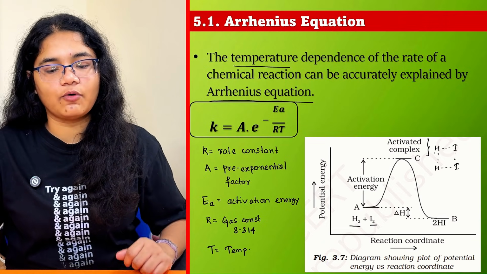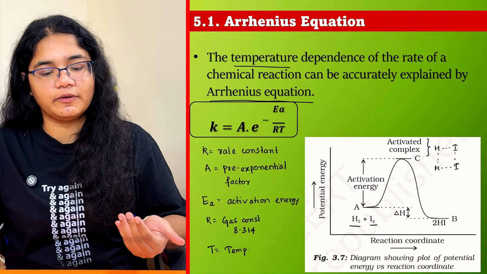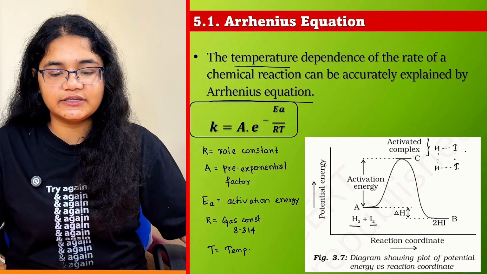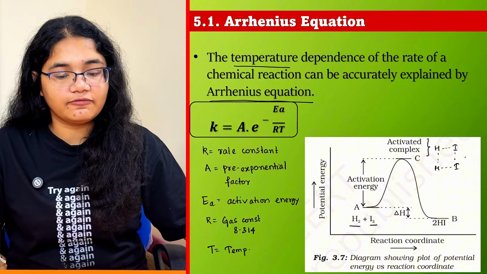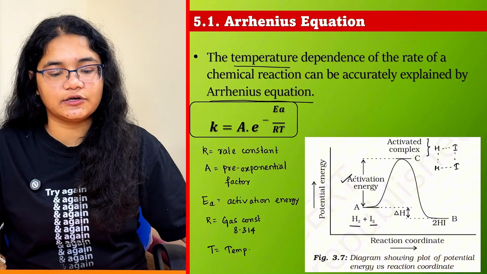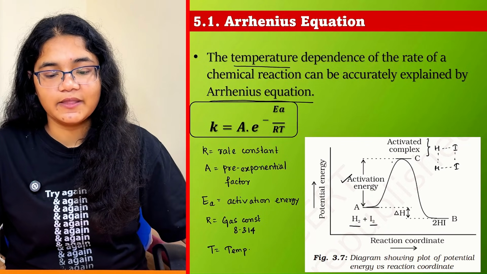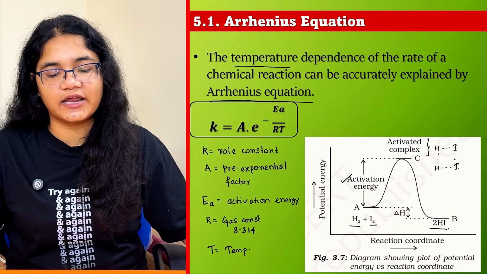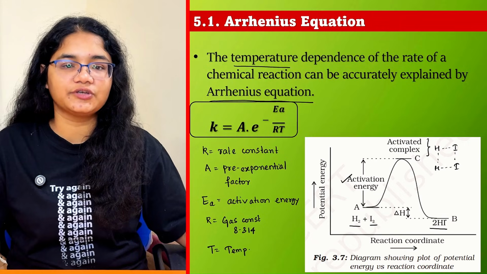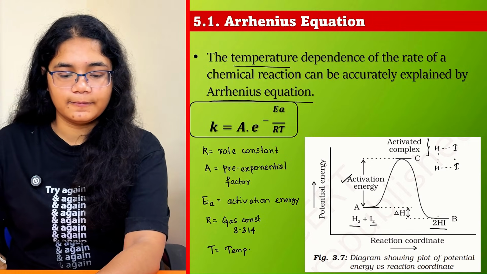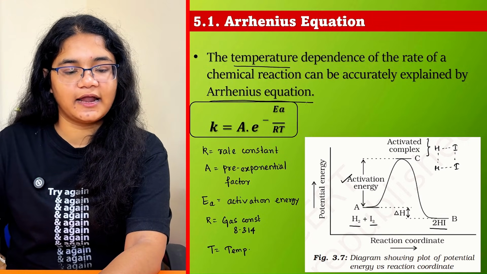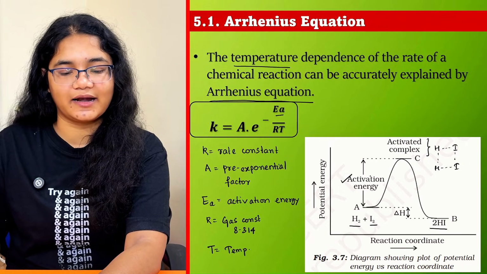Where the bond between H and I is forming and the bond between H2 and I2 is breaking. So this activated complex is formed first. Whatever energy is required for this activated complex is called the activation energy, and after that, it decomposes and you get the final product 2HI. So what we have understood is that this EA is the activation energy here.